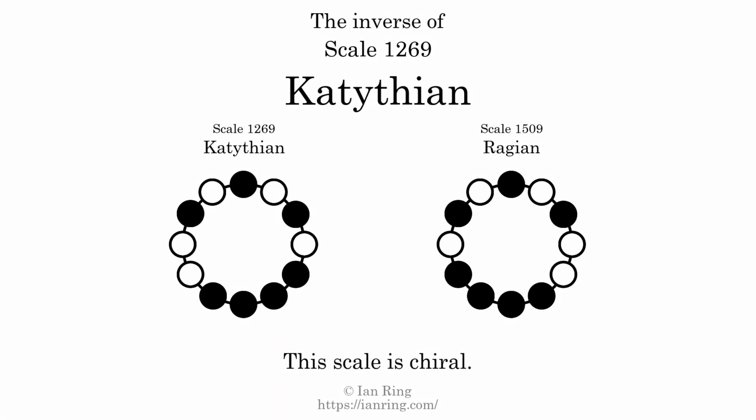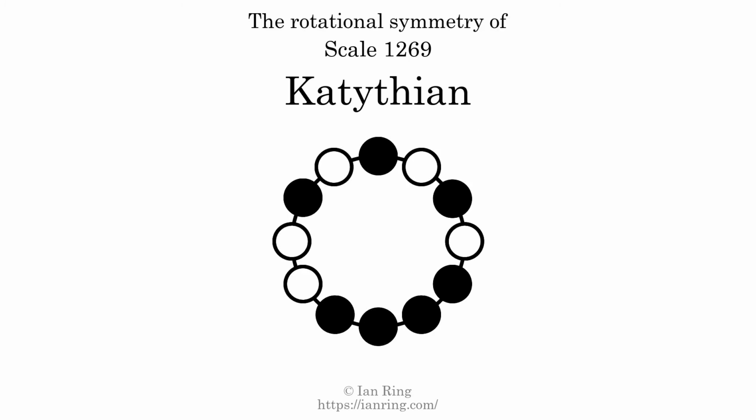The inverse of a scale is a mirror image. It is what you get when the sequence of intervals is reversed. The inverse of this scale is scale 1509, also known as region. This scale is chiral. It cannot transform into its inverse by rotational transformation. This scale has no rotational symmetry.